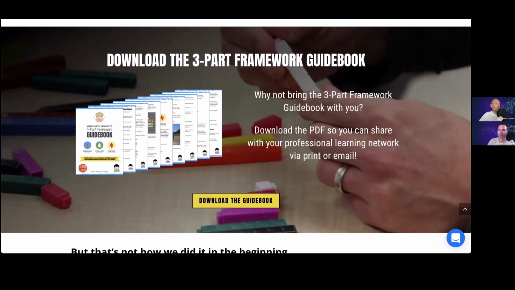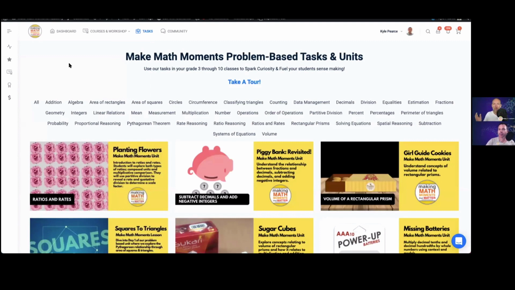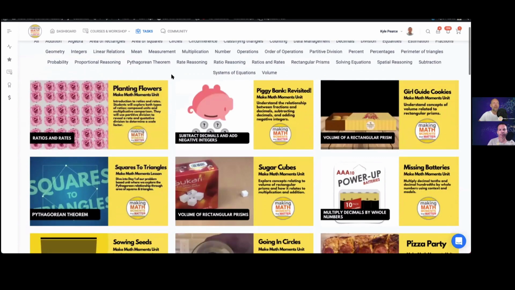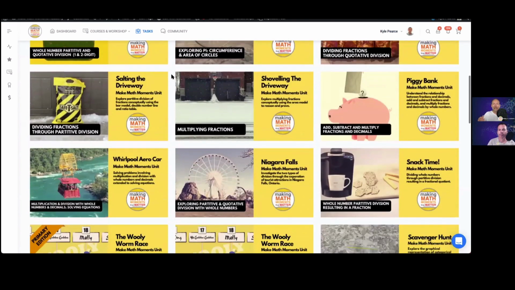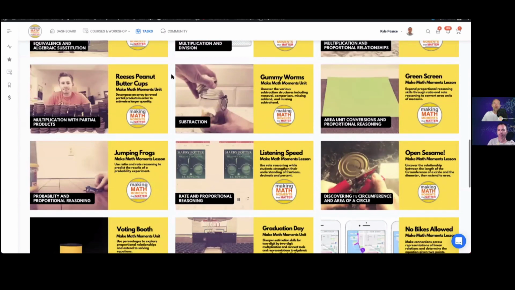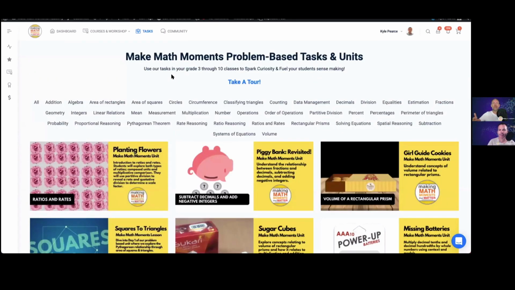So today, what we're going to do is flip over to the problem-based math units section of the website. If you head over to makemathmoments.com/tasks, that'll bring you right over here where we have 30 plus units that are created to give you an opportunity to fast forward through some of the struggles that Jon and I both had.